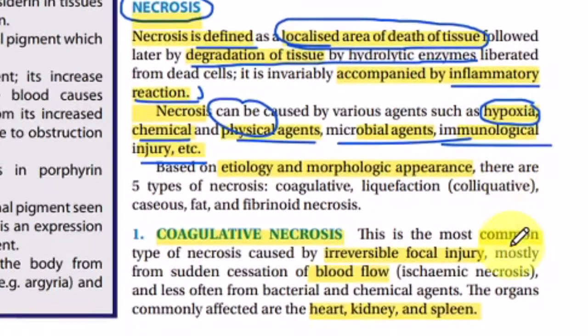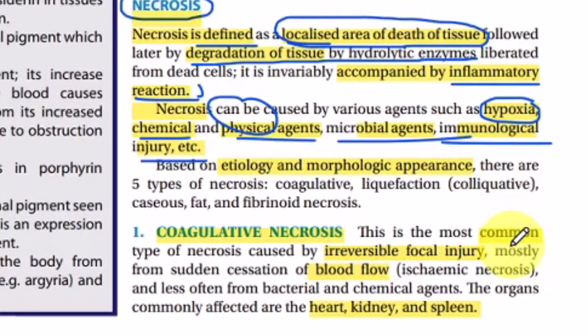Now, based on the etiology, meaning the reason, and the morphology, meaning we see the organs with the naked eye, that is known as the gross features. When we see the organ after cutting, with H&E staining and then visualizing, that gives the microscopic appearance. From that we see five main types of necrosis, and the first, most common type is coagulative necrosis. The most common etiology for coagulative necrosis is reduction of blood flow through that particular organ. That means it's ischemic necrosis.